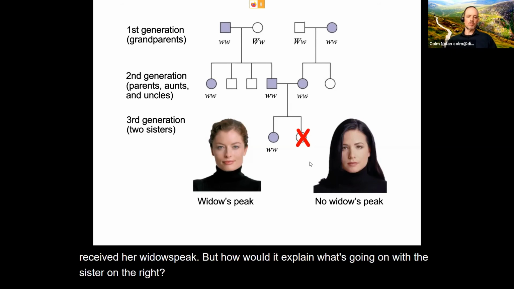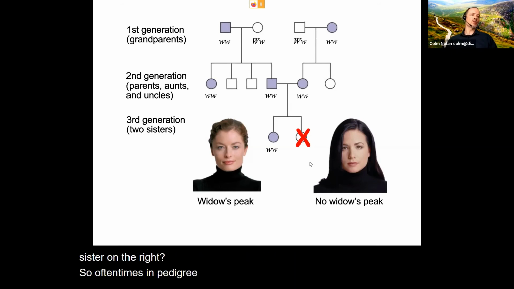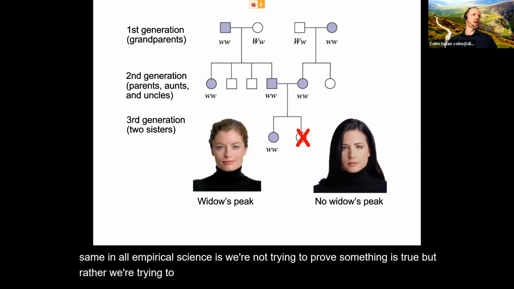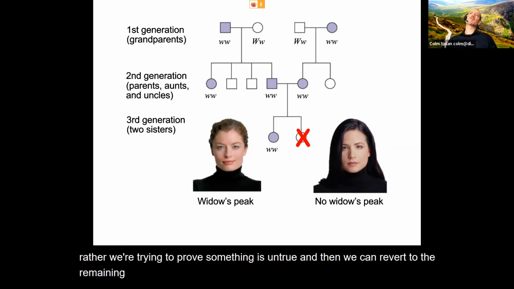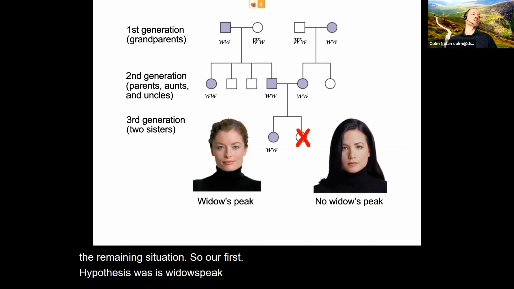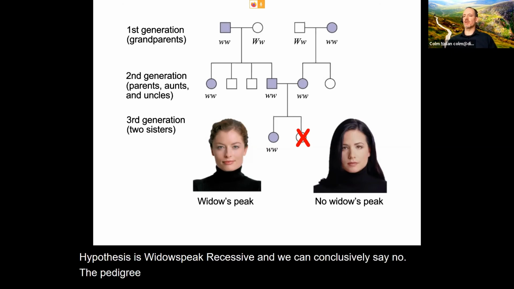Oftentimes in pedigree analysis, what we're really trying to do, much the same as in all empirical science, is not prove something is true, but rather prove something is untrue. And then we can revert to the remaining situation. So our first hypothesis was, is widow's peak recessive? And we can conclusively say, no. The pedigree shows that it is not recessive.